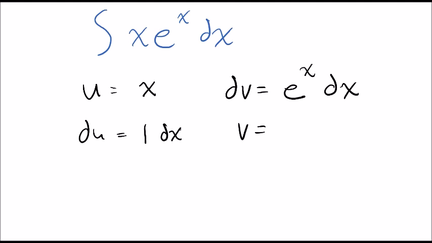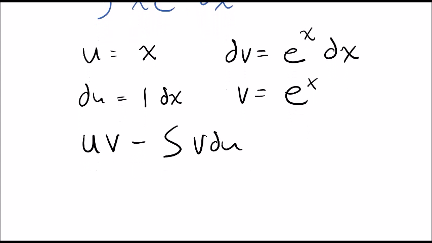The reason I'm going to choose u to be x is because when I take the derivative of that, it just becomes 1 dx. And if you can ever have 1 dx as your du, you want to try that first. Now, dv here is e to the x dx. If we integrate that, the integral of e to the x is just e to the x. Now again, we substitute into the formula u times v minus the integral of v du. So u is x, v is e to the x, minus the integral of v, e to the x, times du, which is just 1 dx.